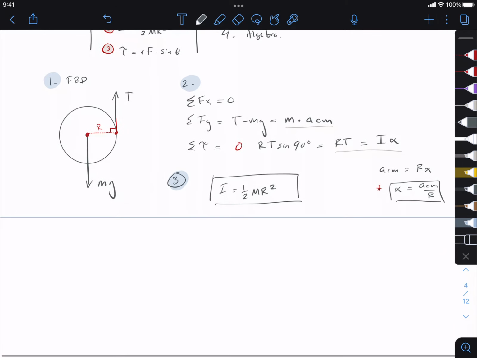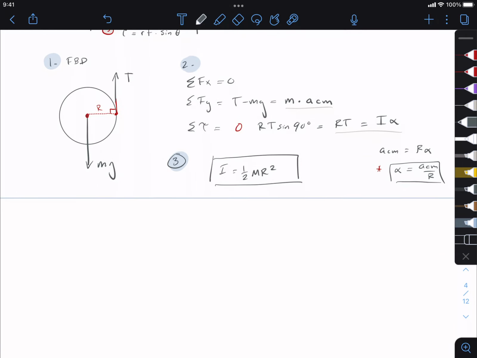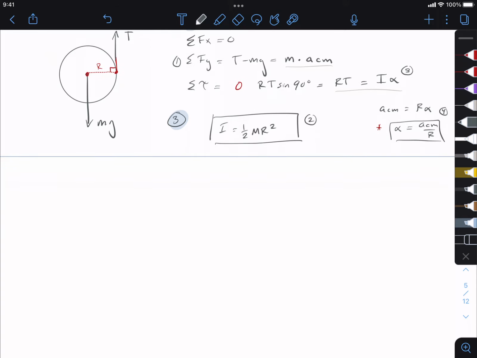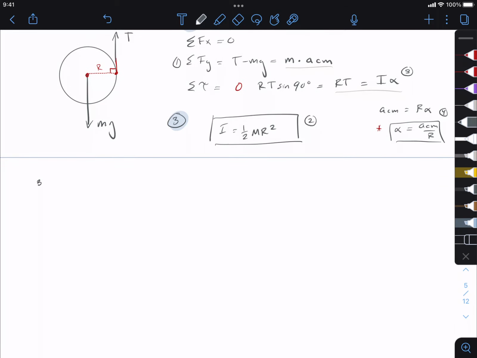So let's plug in everything and try to solve for this a_CM. Okay, so we're going to start with this equation. I'm going to call this 1, I'm going to call this 2, 3, 4. Okay, so we're going to use equation 3 first, and then we're going to sub in 4 and 2. Okay, so equation 3, so we have rT is equal to I alpha. Okay, and so we're going to sub in our a_CM for r alpha.